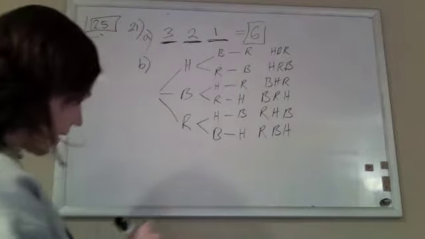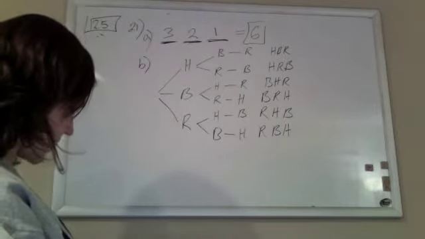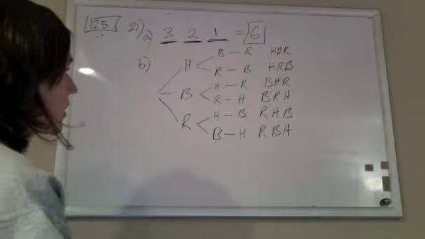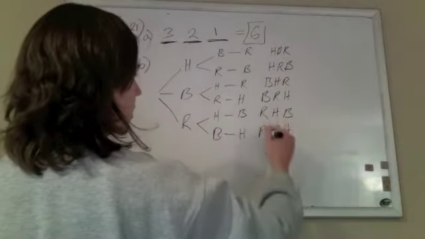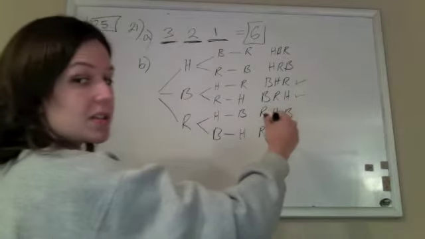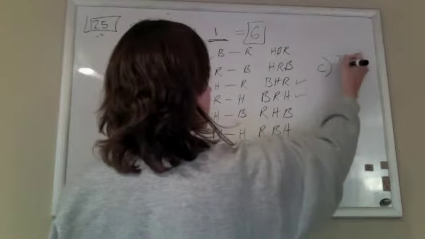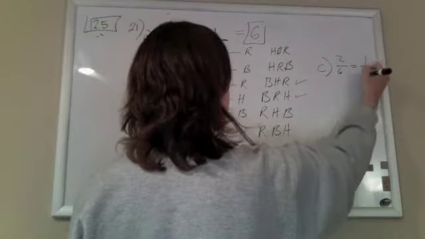Alright, so they want the probability that a Best Buy card is selected first. So the only ones here with Best Buy first are those. So 2 possibilities that we want out of the 6 total. So 2 out of 6 is a third.